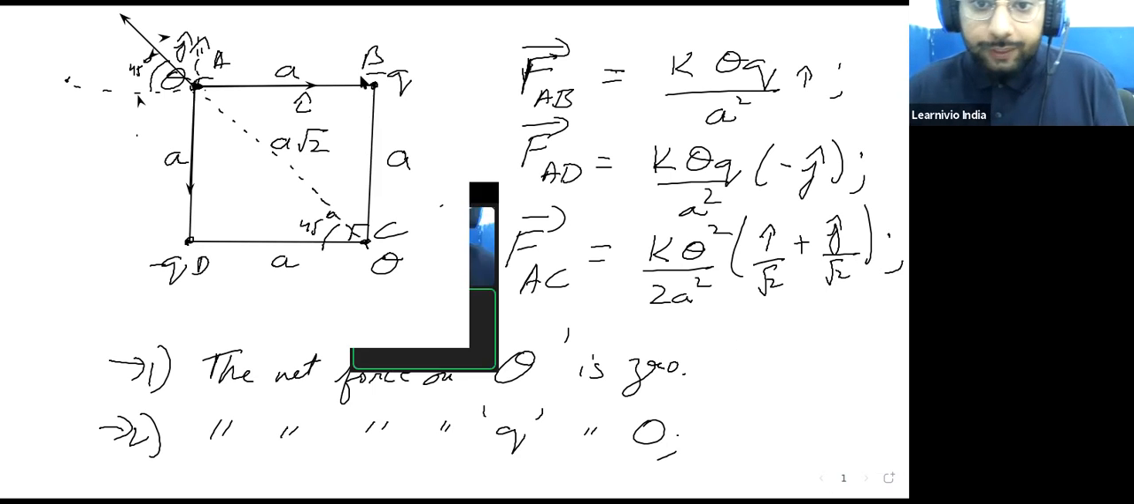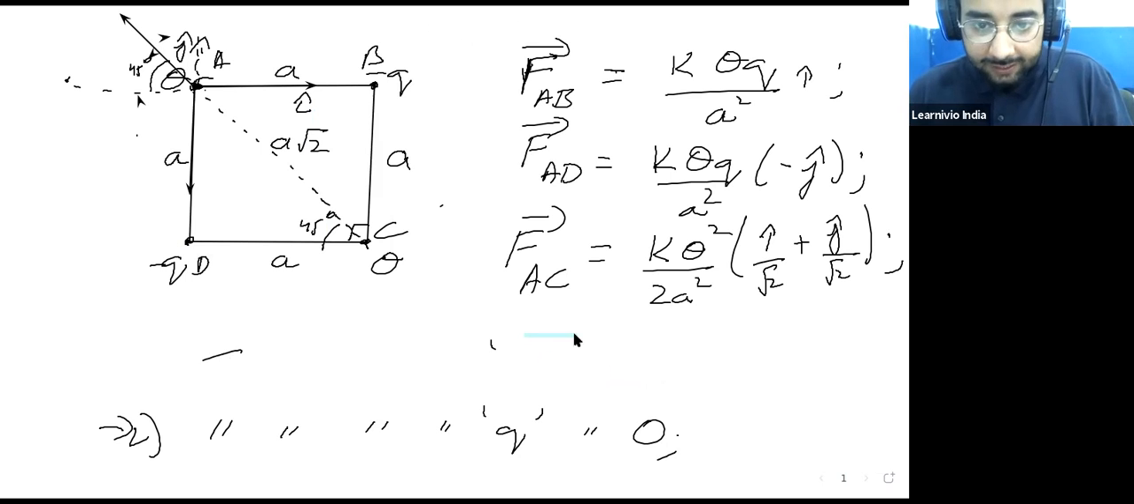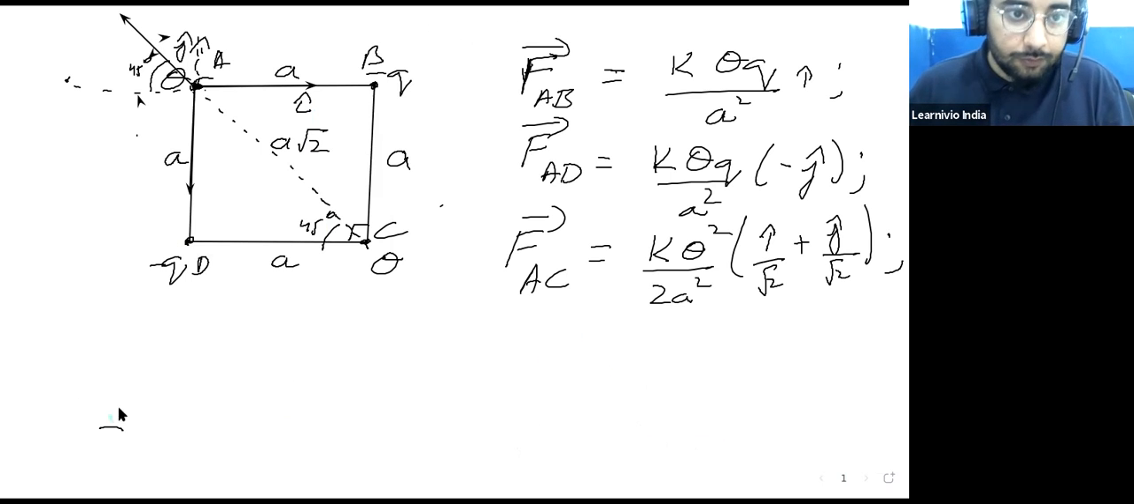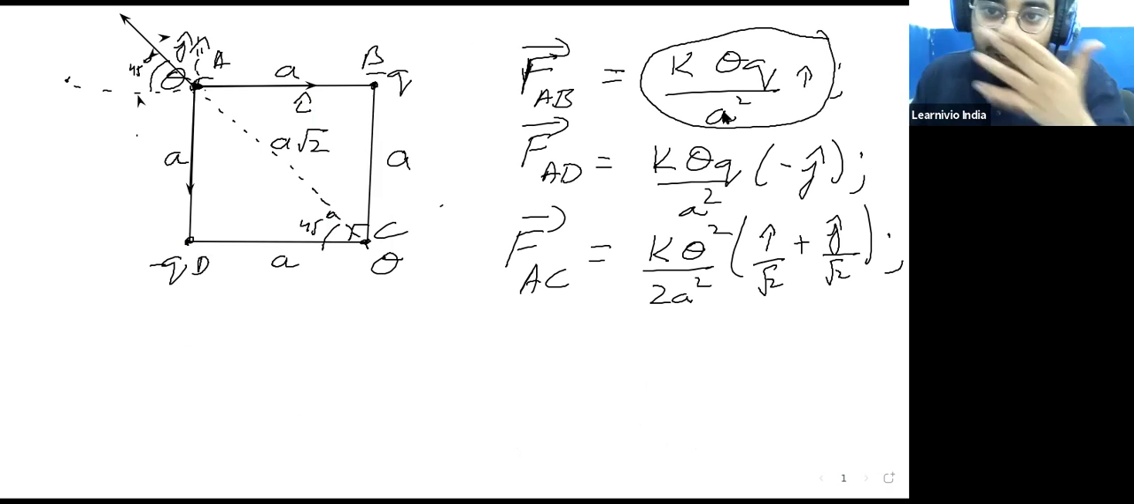Now all you need to do is compare what is happening along the x axis and what is happening along the y axis. That is all you need to do now. So along the x axis, what is there? Along the i cap you have this.